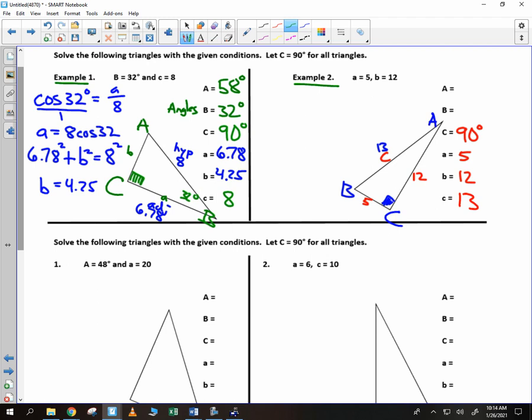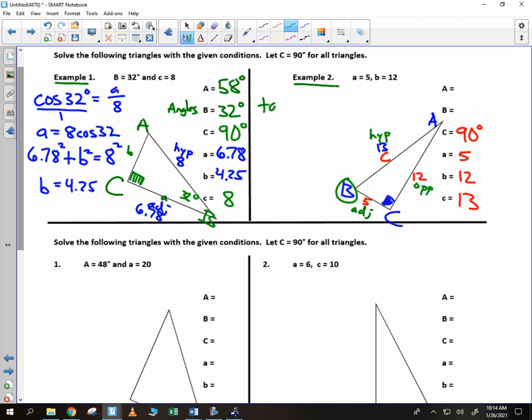J-Rod, would you like to find angle B or A? It's up to you. He wants to find angle B. That means this is the opposite. That means this is the adjacent. And this is the hypotenuse. Jonathan, you want to find angle B. Would you like to use sine, cosine, or tangent? It's up to you.